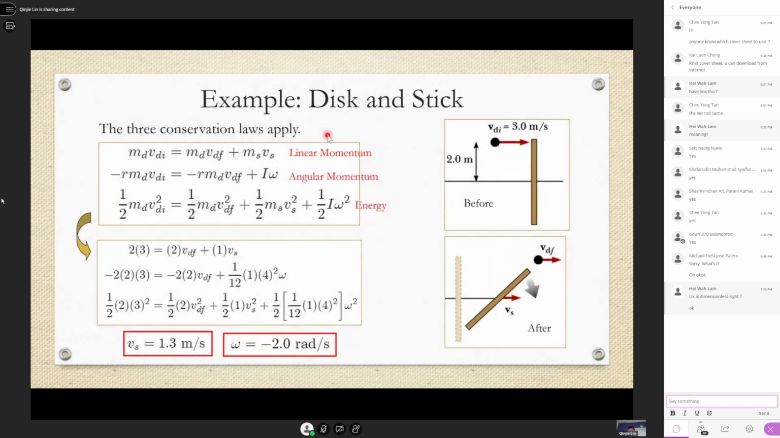So for this question, all the conservation laws will apply. The first one that applies is linear momentum. It must be conserved. In the initial phase, only the disc is moving, so you are only going to have mv for the disc.